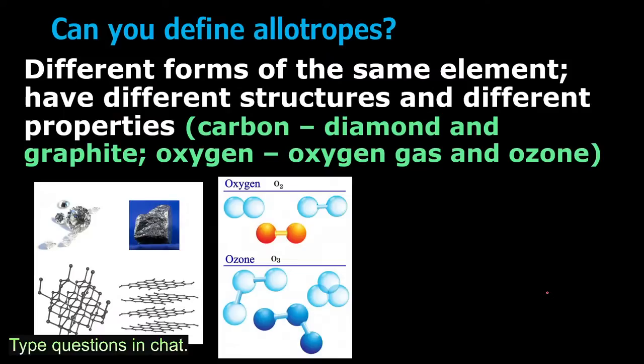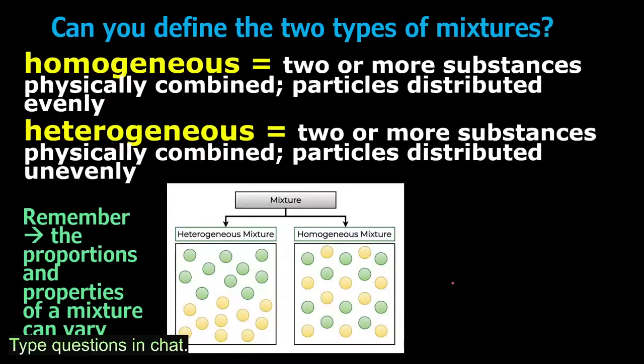All right, so can you define the two types of mixtures? Okay, so the thing is, matter is either a substance or a mixture. If it is a substance, it is an element or a compound. Okay, if it is a mixture, it is these two types, which would be homogeneous or heterogeneous. Now, homogeneous means that the components, well, any type of mixture, the components are physically combined. And if it is homogeneous, the particles are distributed evenly. If it is heterogeneous, the particles are not distributed evenly.